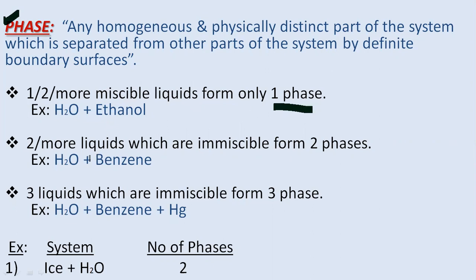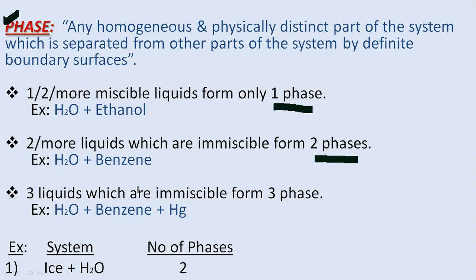In the same way, when you take another example, such as two or more liquids like water plus benzene, which are immiscible. Already we know immiscible is nothing but insoluble, right? So this water plus benzene forms two layers, ultimately giving you two phases. In the same way, we can take one more example: three liquids which are immiscible, which are insoluble, form three phases. For example, when you take water along with benzene plus mercury, right? We have taken three immiscible liquids, therefore it gives you three phases, right?